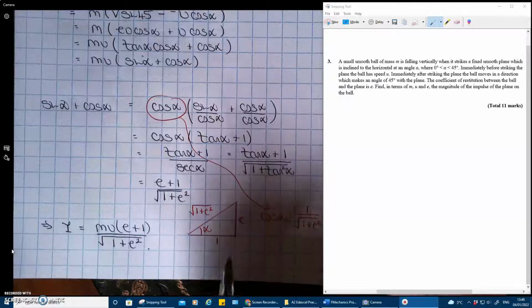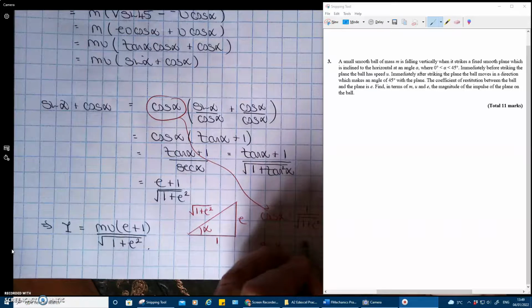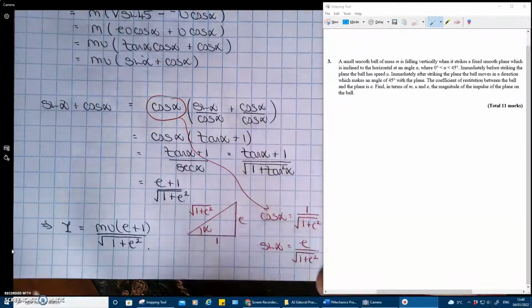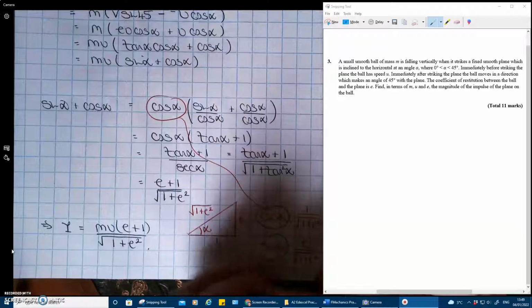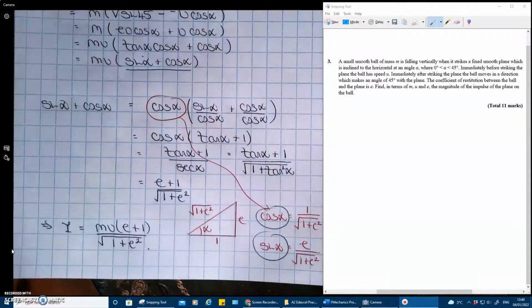And in fact, I could have carried this on. I've got sin alpha is E over root 1 plus E squared, and I could have just plugged these two, sin alpha and cos alpha, straight back up to here. Okay, so several ways of approaching that question.